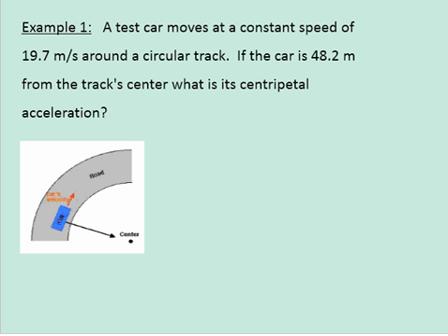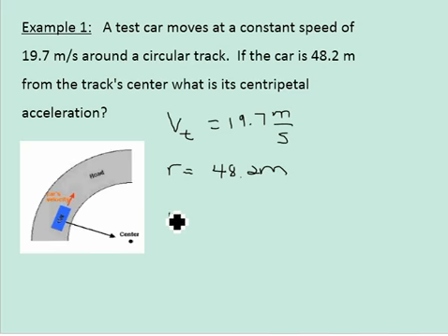Let's look at a quick example just to make sure we're okay. So we have a test car moving at a constant speed around a track. We know the radius of the track, and we want to know what is the centripetal acceleration of the test car. So what do we have? We know that the linear speed is equal to 19.7 meters per second. We know that the radius of the circle is 48.2 meters.